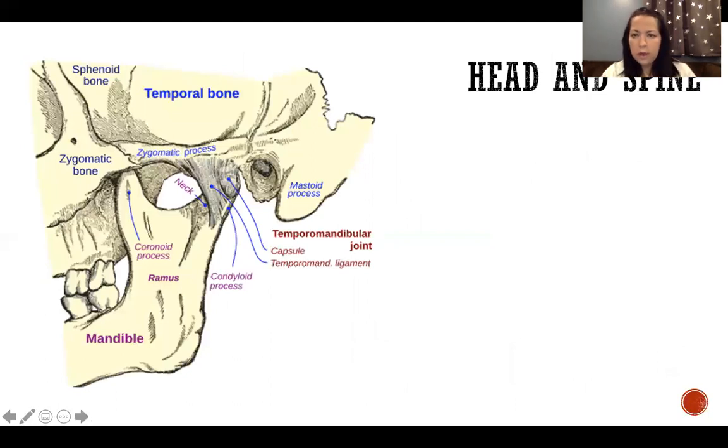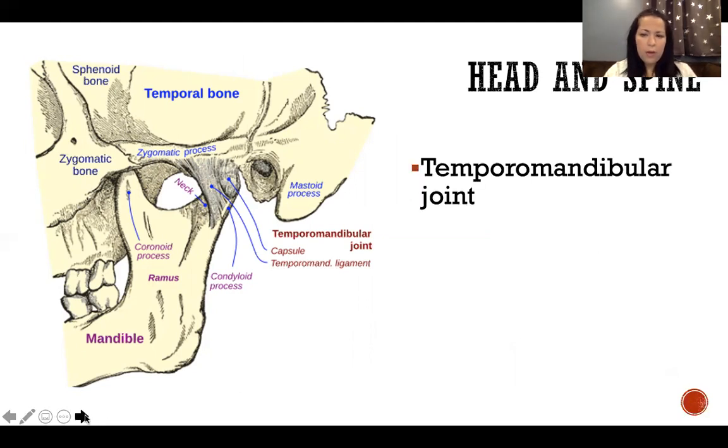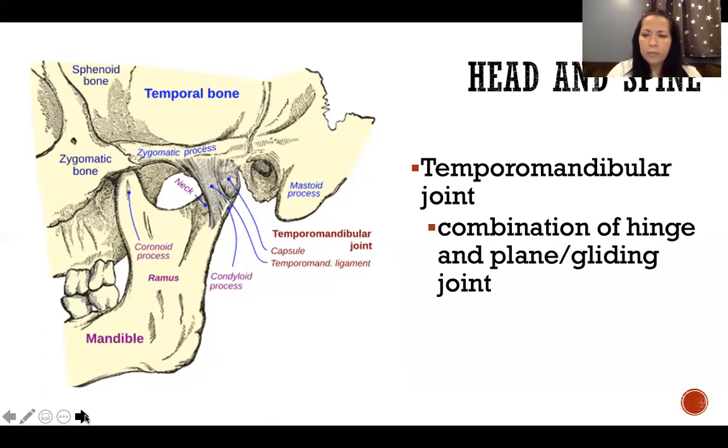All right, so moving on to the head and spine here. We have the temporomandibular joint. So there are actually many articulations of the skull and the face, so we're not going to talk about nearly all of them, but just really the more relevant ones. So a temporomandibular joint, often referred to as the TMJ, that's the articulation between the temporal bone and the mandible. So this is another sort of complicated one. It's a combination of a hinge and a plane or gliding joint.